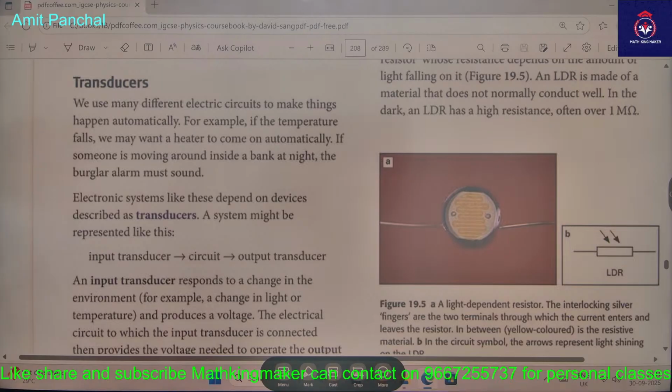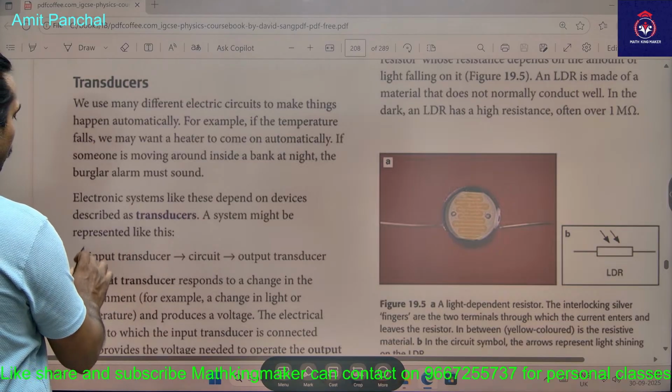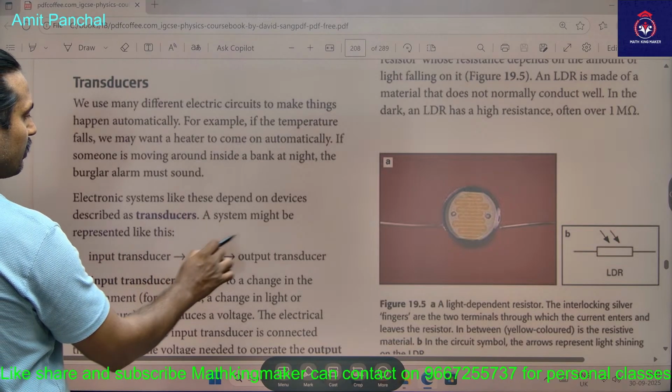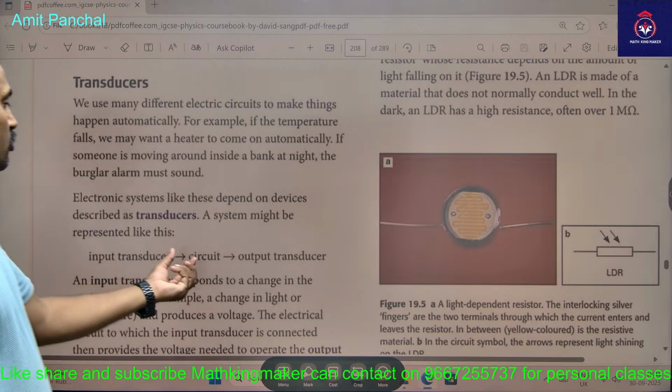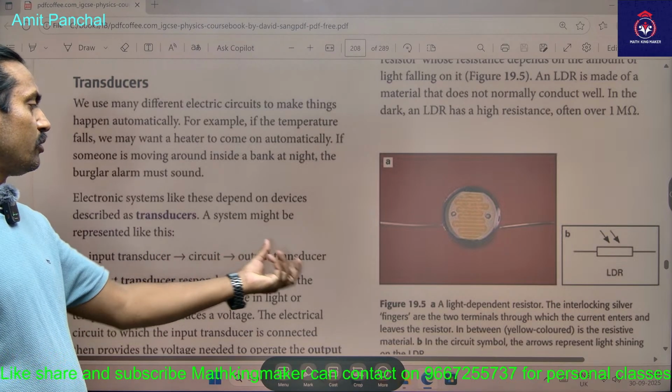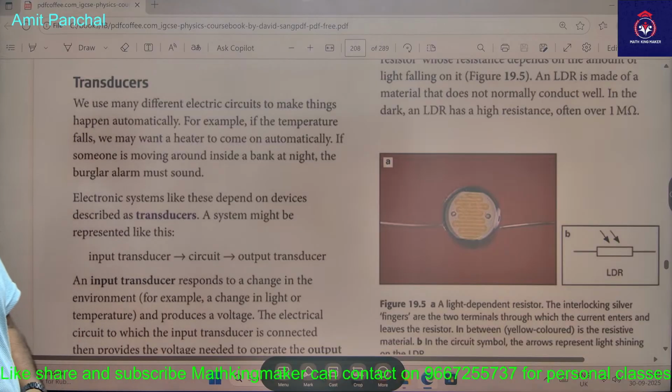So a system might be represented like this: this is the input transducer, then it is the circuit, then it is the output transducer. So what is an input transducer? That responds to a change. If there is a change, then it responds, then the circuit is operated, and then the output transducer is effective.